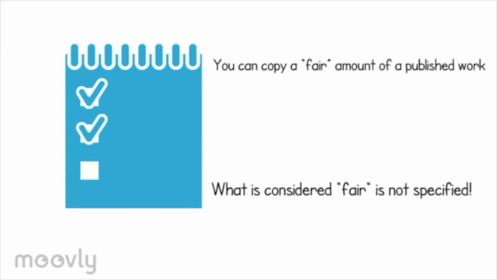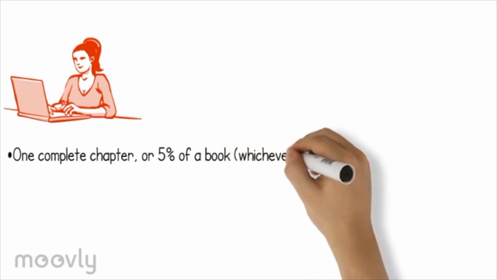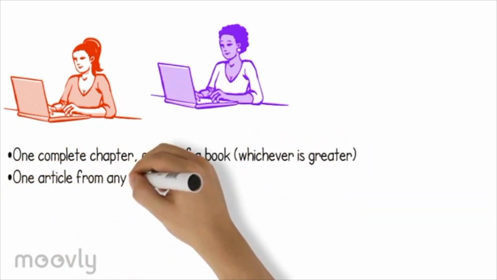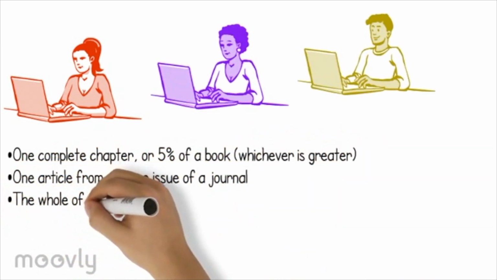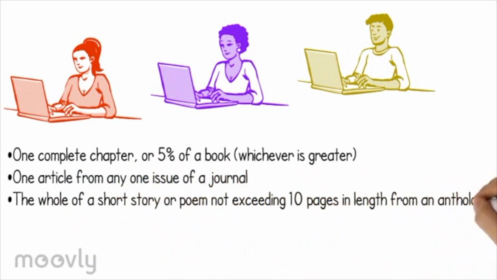What is considered fair is not specified, but the following guidelines from the British Copyright Council are considered reasonable: 1 complete chapter or 5% of a book, whichever is greater, 1 article from any issue of a journal, and the whole of a short story or poem not exceeding 10 pages in length from an anthology.